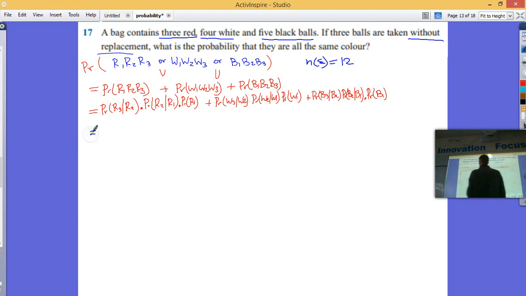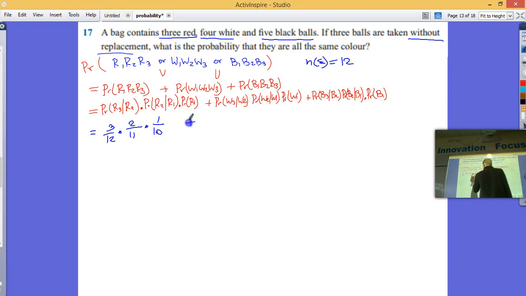So what we have is, on the first draw, we have 3 out of 12. And then when we don't replace, we've got 1 less. So we'll have 2 more reds out of 11. And on the third draw, we've only got 1 red ball left, but 10 left balls in the bag.